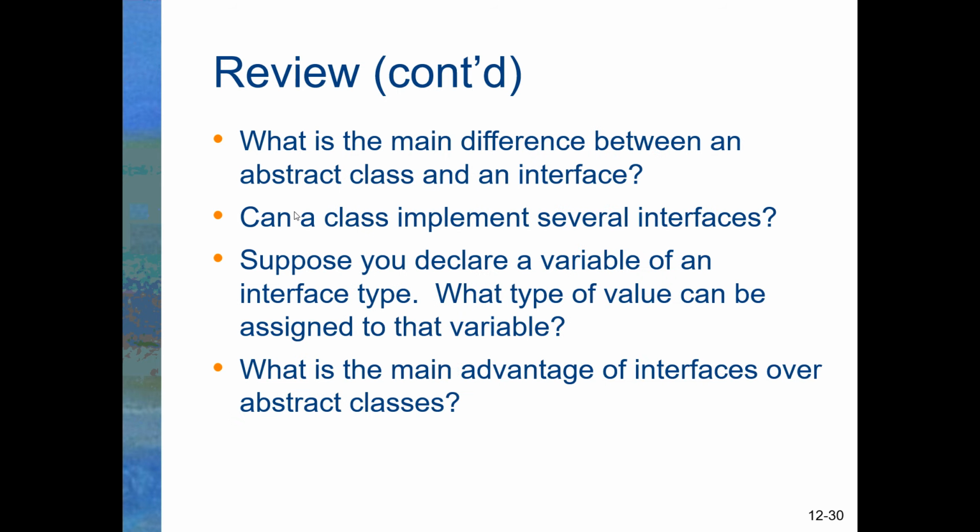Number 9, what is the main difference between an abstract class and an interface? Number 10, can a class implement several interfaces? Number 11, suppose you declare a variable of an interface type. What type of value can be assigned to that variable? And number 12, what is the main advantage of interfaces over abstract classes?